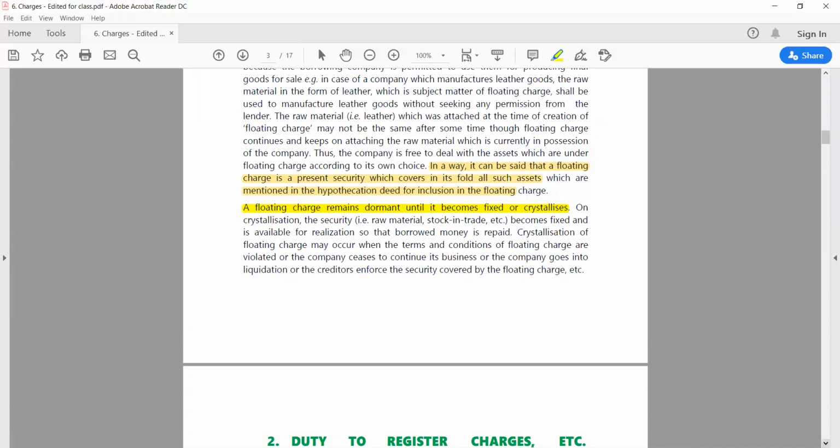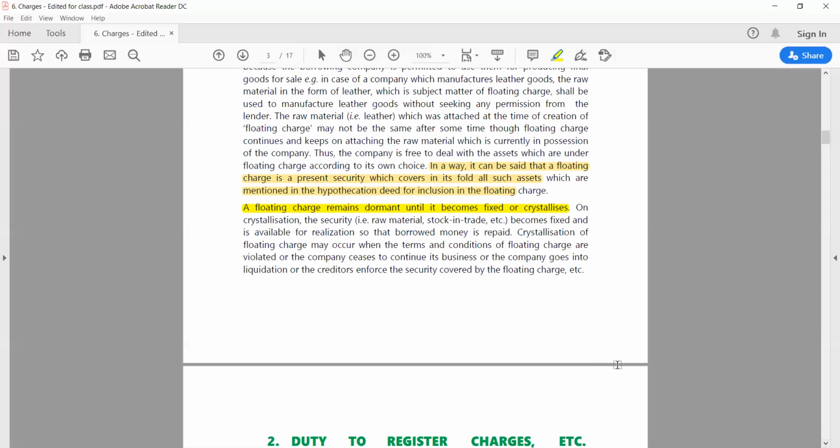Floating charge remains dormant until it becomes fixed or crystallizes. What does that mean? A floating charge can be converted into a fixed charge. Then that means you can put it as a security, or it crystallizes. That means the terms and conditions are violated.